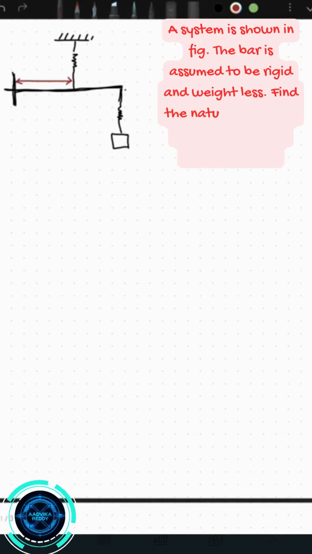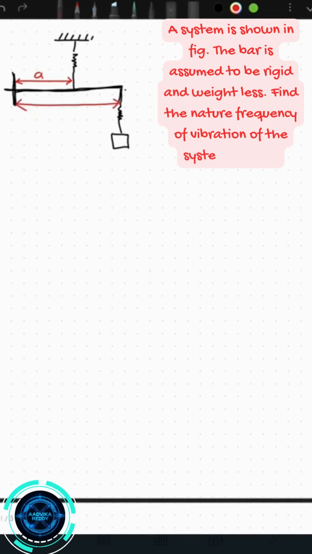Two vertical springs are attached to this bar. Spring K1 is connected at a distance A from the pivot. Spring K2 is connected at L from the pivot. To find the natural frequency of the system, the problem is divided into two parts.